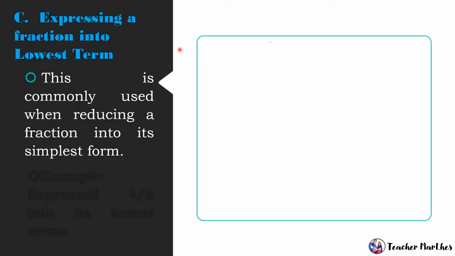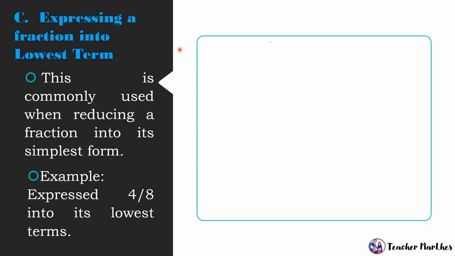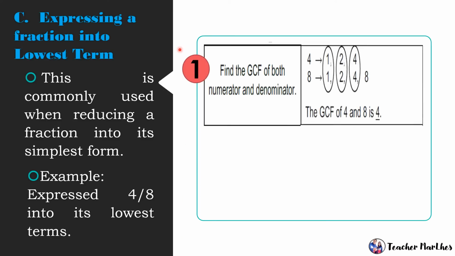Next is expressing a fraction into its lowest term. So this is commonly used when reducing a fraction into its simplest form. So example, express 4 over 8 into its lowest term. So number 1 is to find the GCF of both numerator and denominator.